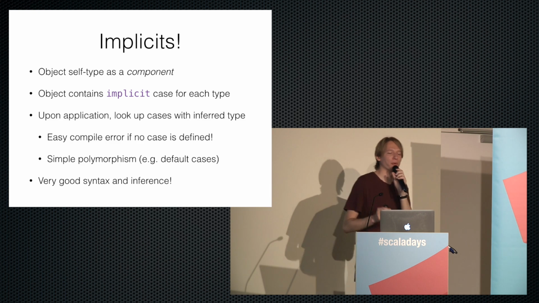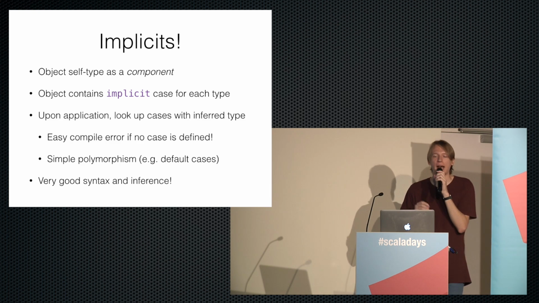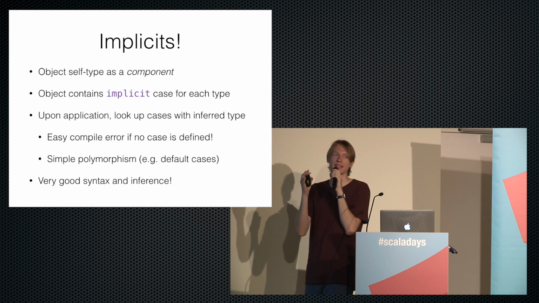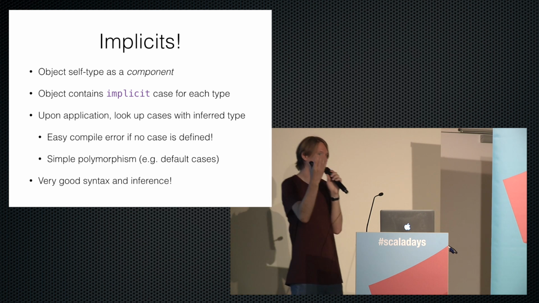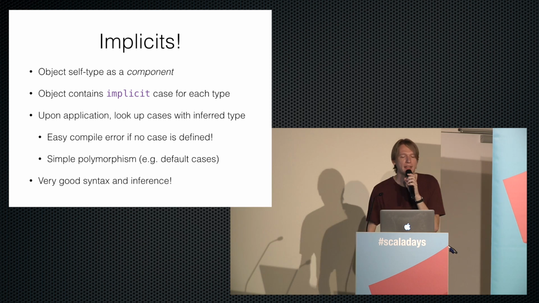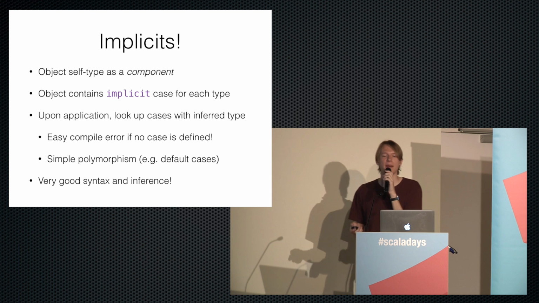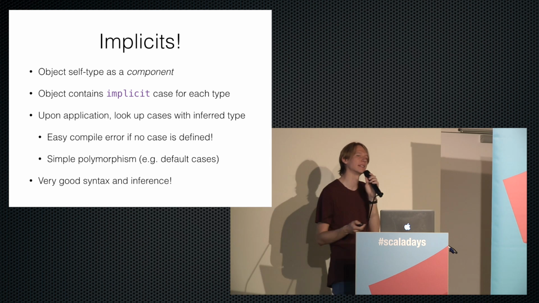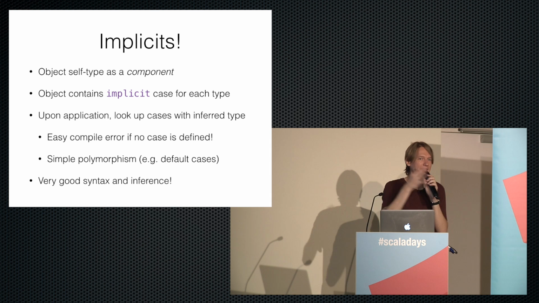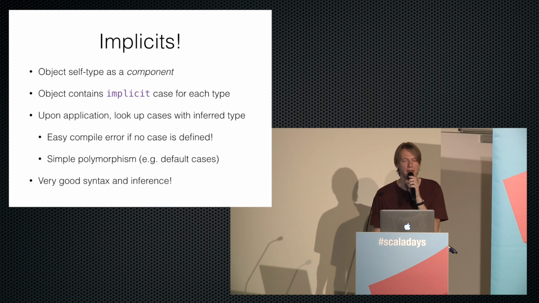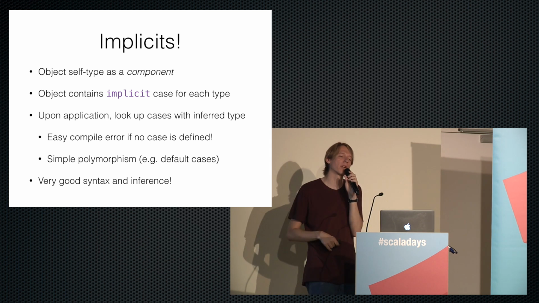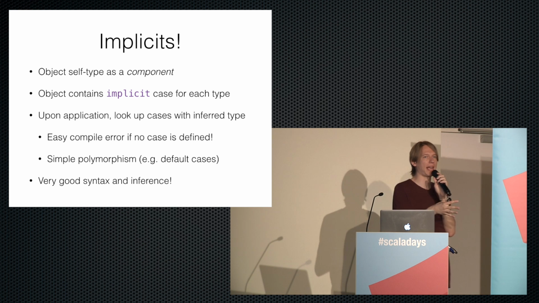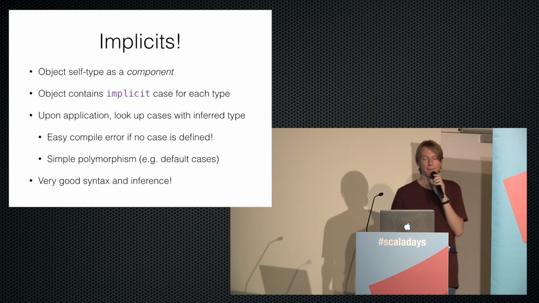So what we're going to do is have the object self-type, the type of the class that the object is an instance of, be a component of the type that we're trying to look up. And the object will contain an implicit case for each type that we're trying to index our polymorphic function on. And when we apply our polymorphic function, we'll look up that particular case based on the inferred type at the application site.